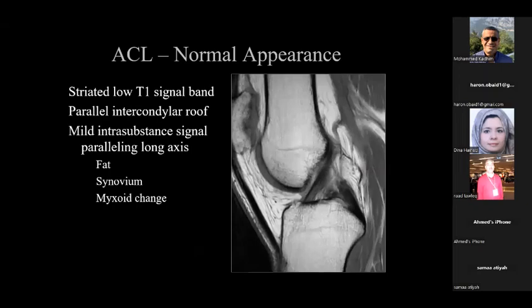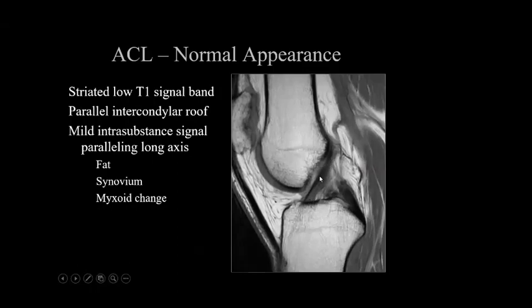So how does the ACL look on the short TE sequences, whether it's the T1 or the proton density sequences? It looks like a striated structure. It's not completely hypointense like the PCL, for example. The ACL has more striation to it. And the reason for the striation is because of the interlaying fibers, which gives it that striated appearance.